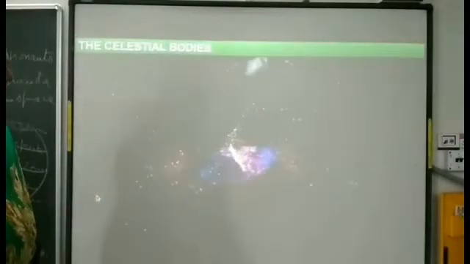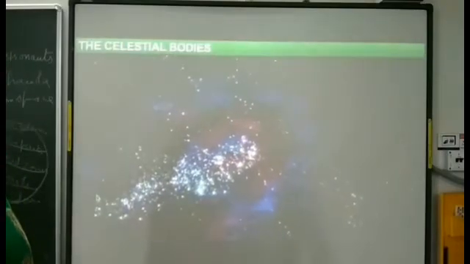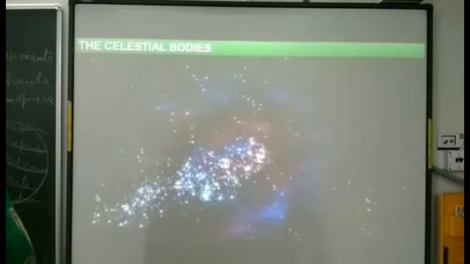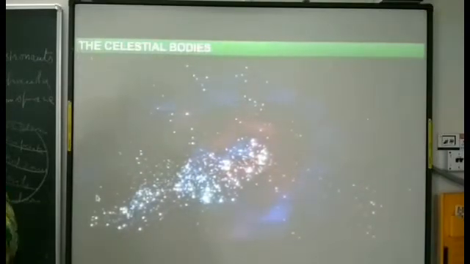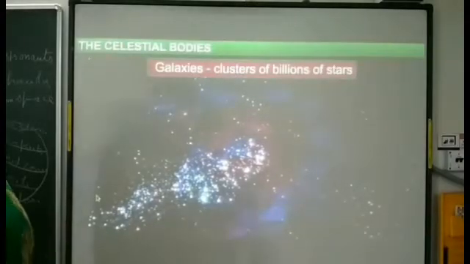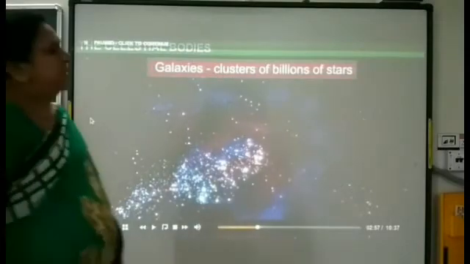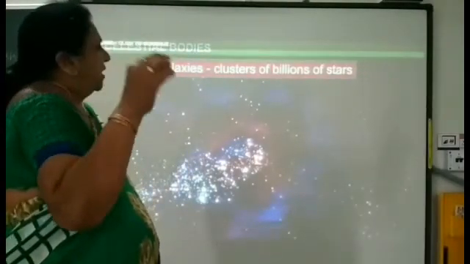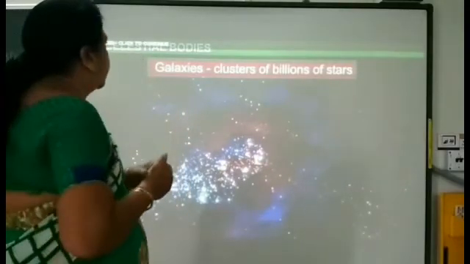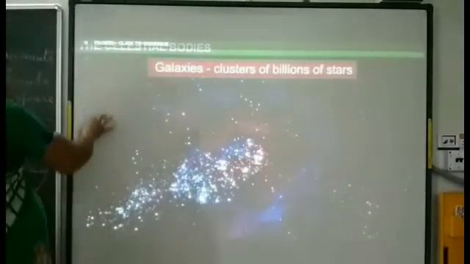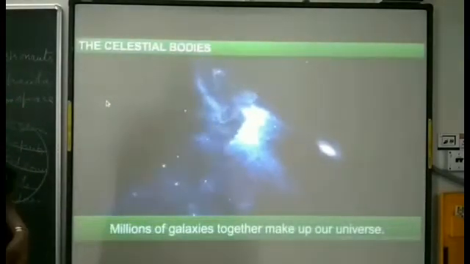Like the Sun and the Proxima Centauri, clusters of billions of stars along with dust and gas are bound together by gravity. Such clusters of stars are called galaxies. You have seen single stars, but sometimes at night you can see stars together in clusters. That is called a galaxy. Millions of galaxies together make up our universe.